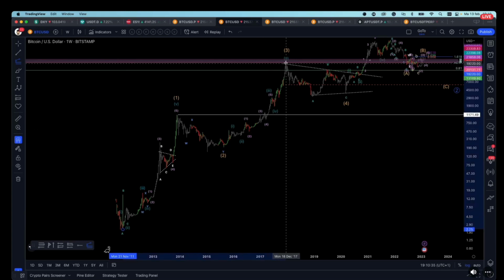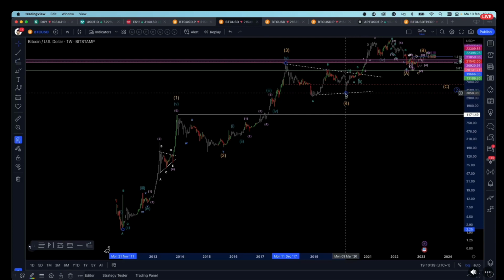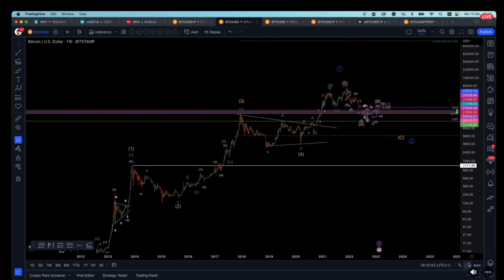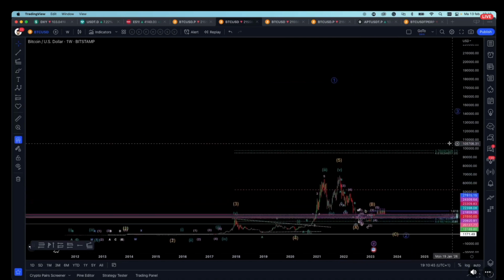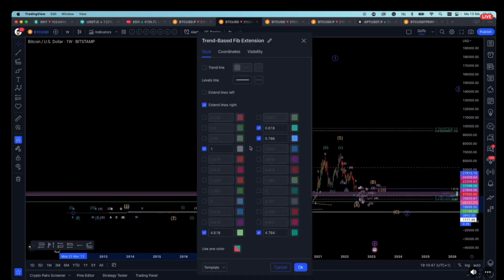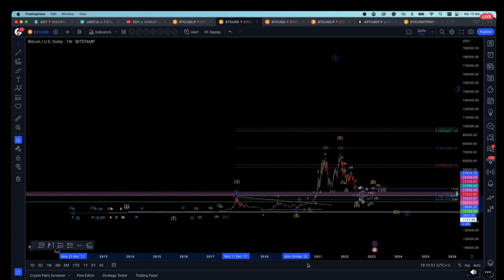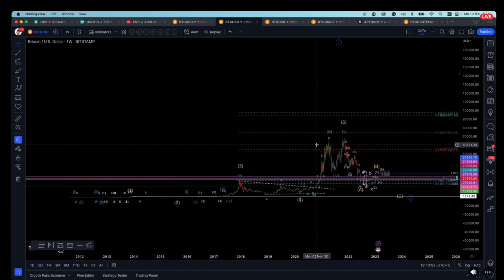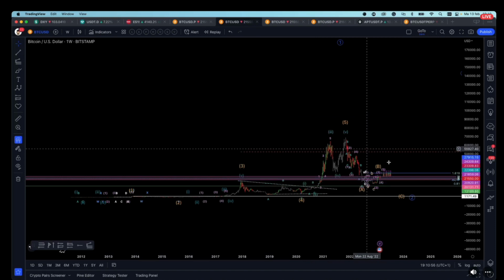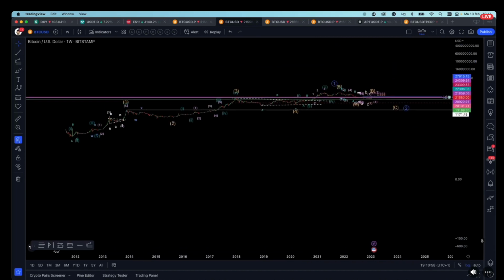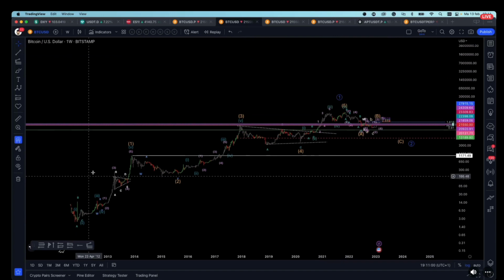So I have that first one, second one, third one, fourth one, and then the fifth one taken from the top here towards the bottom. And then we reached around the 2.618. So it's not that exact on Bitcoin's high time frame. So we have now 1, 2, 3, 4, 5.